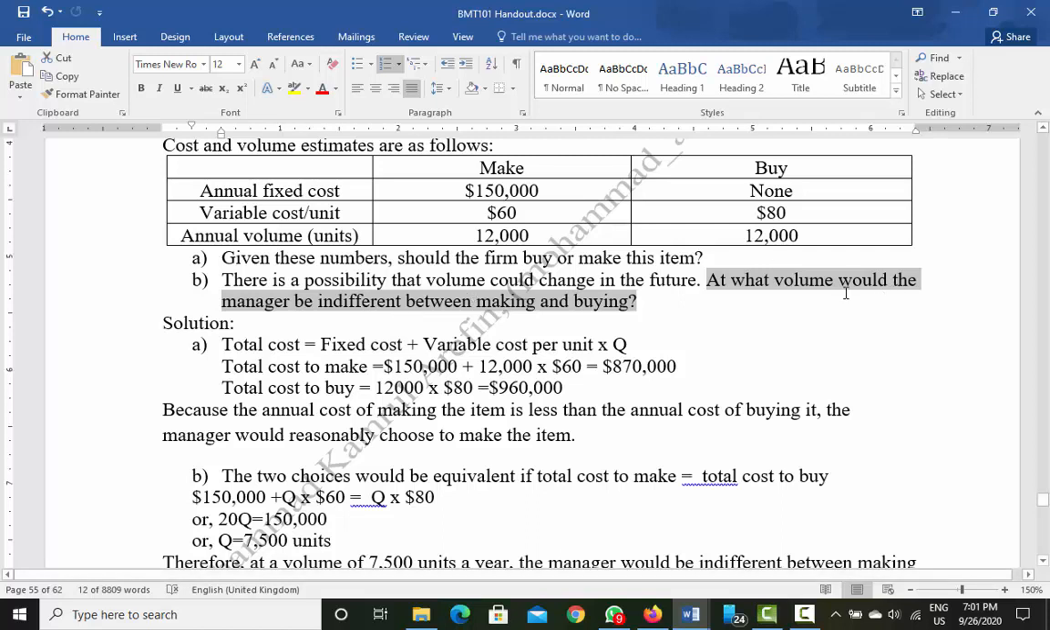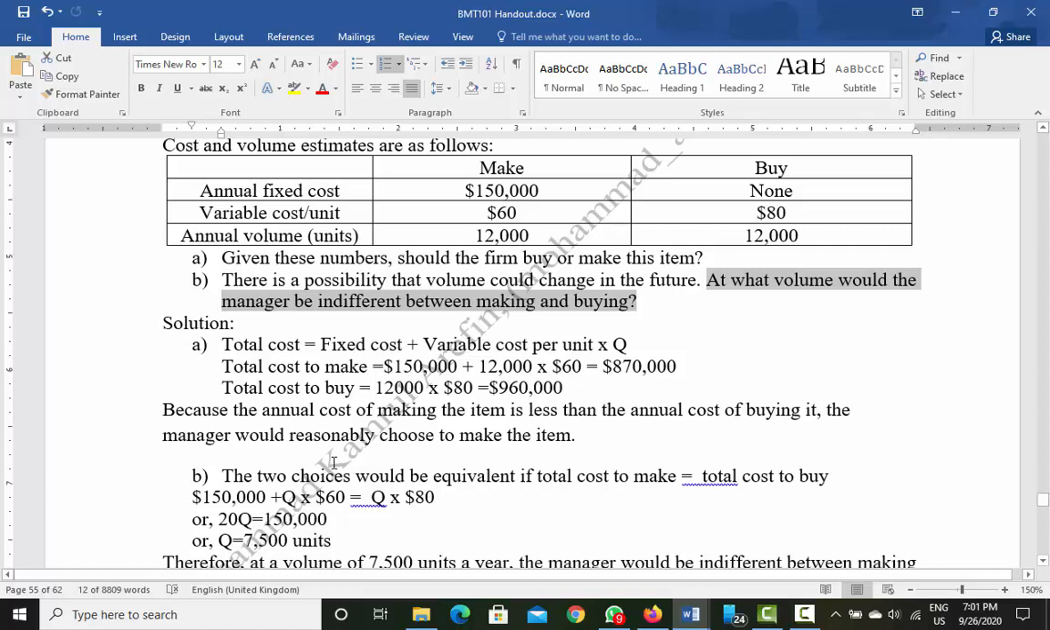So at what level of Q, what should be the value of Q, at which the manager would be indifferent between making and buying? That means the total cost of making and the total cost of buying will be the same at what volume.